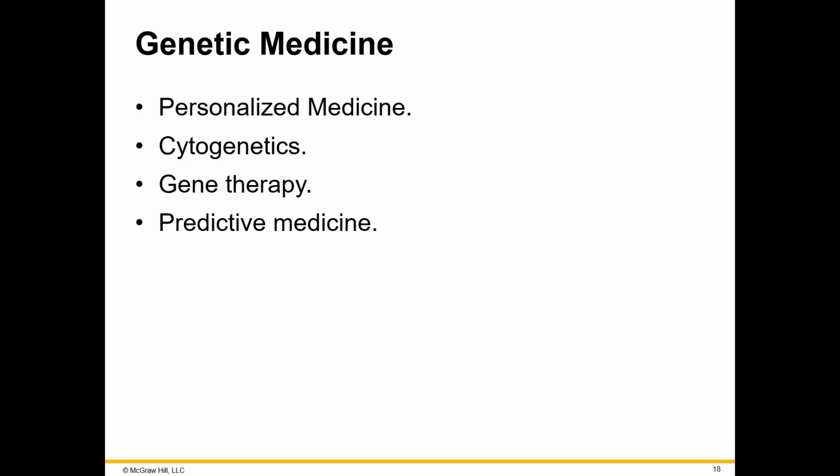Genetic medicine. Personalized medicine can assist with preventive care. Genotype mutations such as BRCA1 and BRCA2 genes if there is a family history of breast or ovarian cancer. Cytogenetics is the study of chromosome abnormalities to determine a cause for developmental delays, mental retardation, and birth defects. Gene therapy is an experimental technique used to replace mutated genes that cause disease with a healthy copy. Predictive medicine looks at the probability of a disease and allows preventive measures to be taken.